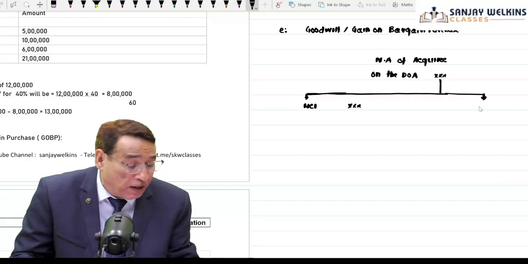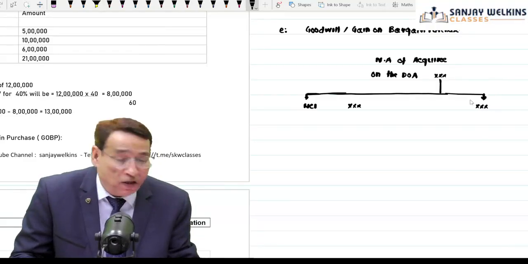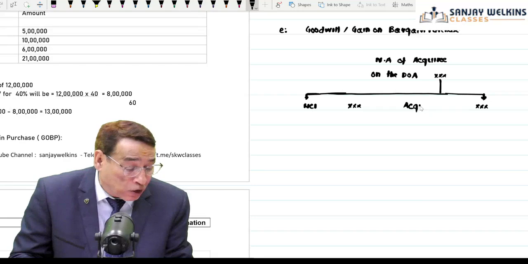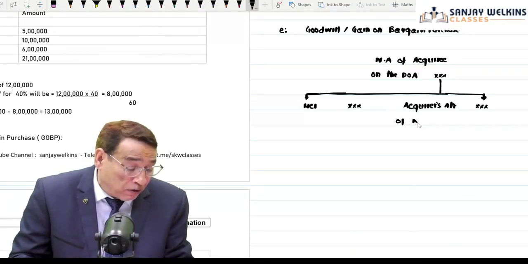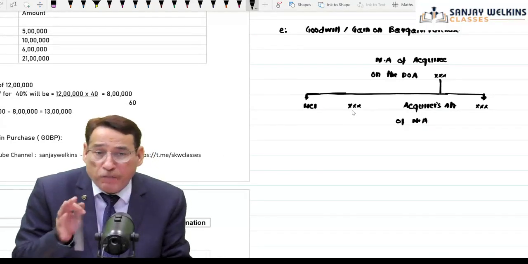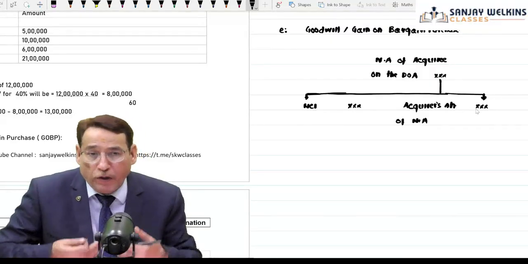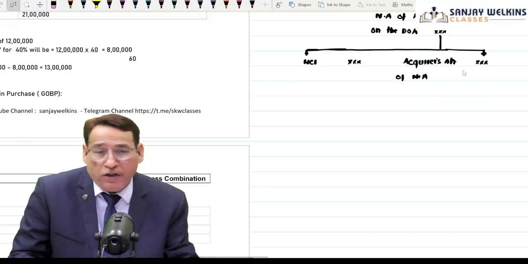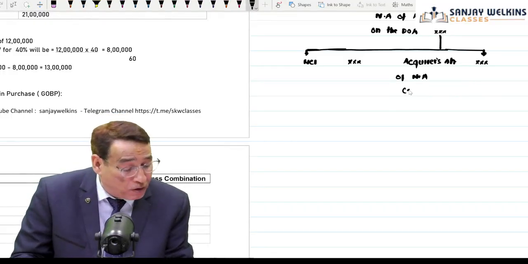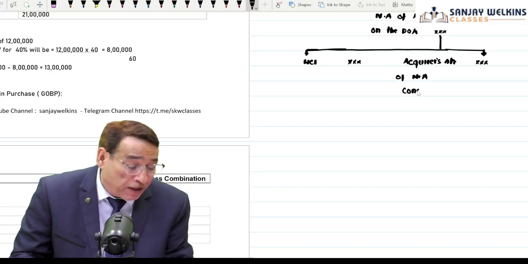So out of total net assets, this much belongs to NCI. So what about the remaining assets? The remaining net assets reflect the acquirer's share of net assets. Correct? So out of total assets, this much belongs to NCI, so the rest of the assets will belong to the acquirer, no doubt about that. Now, on the date of acquisition, we may say that the acquirer has this much share in the net assets.